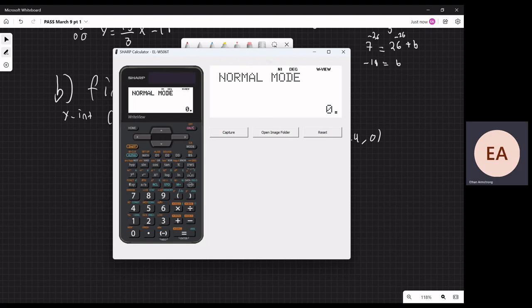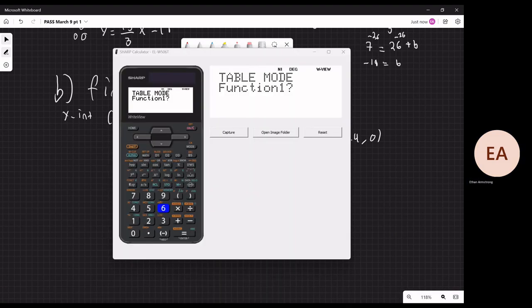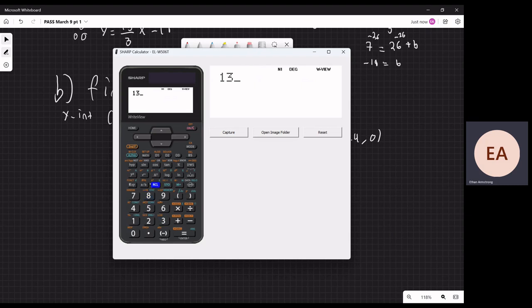I'm just going to show you a way to check your answer. So I'm going to pull out my calculator here, and I'm going to write in my equation. So we go to mode, 2 for table, and our function, we found our equation to be 13 over 3 x minus 19. You don't hit the y value here. We don't want function 2, so we're just going to press equals again. We'll just use a step of 1.